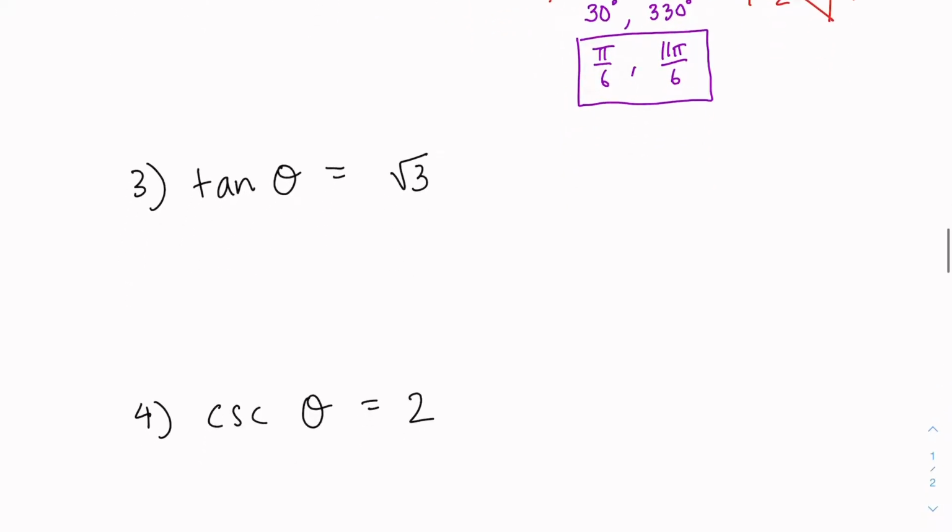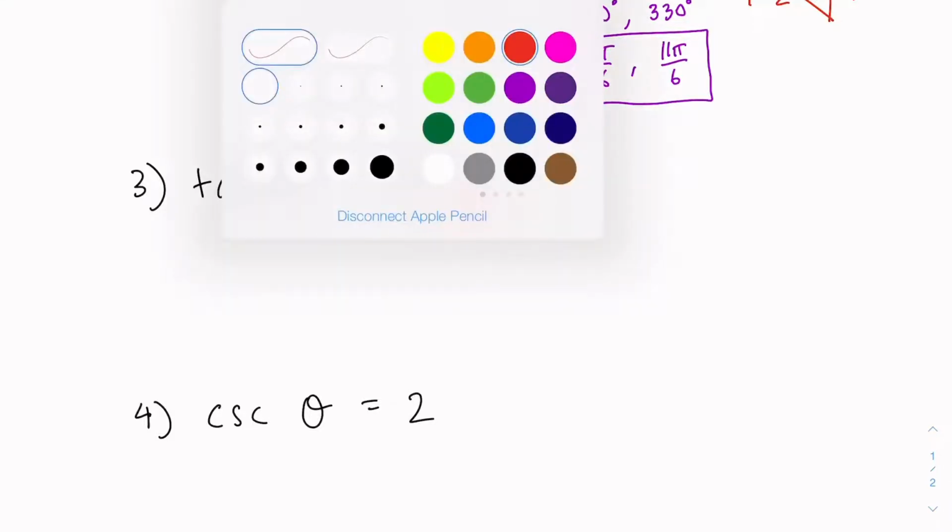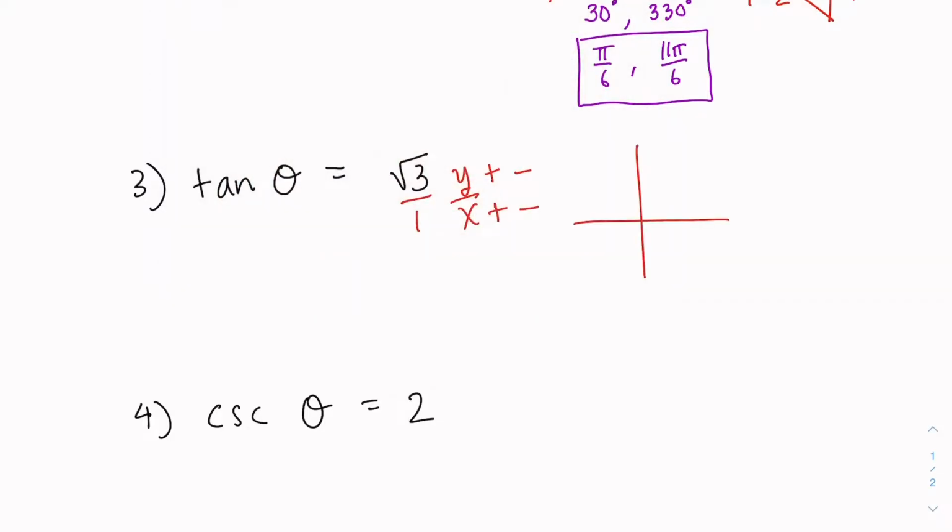Number 3, tangent theta equals square root 3. So I'm writing my tangent formula, which is y over x. Put that over 1 so I can see what my y is and what the x is. And notice that tangent is positive, but that means that my y can be positive and x can be positive, or they can both be negative, because a negative divided by a negative will also give me positive radical 3. So the two quadrants are quadrant 1, where both are positive, and in quadrant 3.